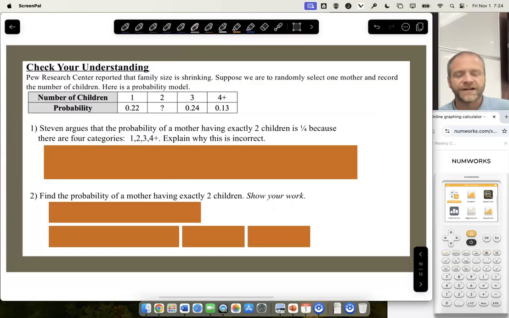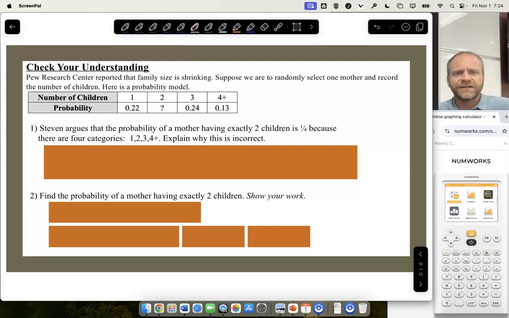So let's go look at some of the practice problems. Pew Research Center reported that family size is shrinking. Oh no. Suppose we are to randomly select one mother and record the number of children. There's a probability model down there for us. Now Stephen argues that the probability of a mother having exactly 2 children is 1/4.